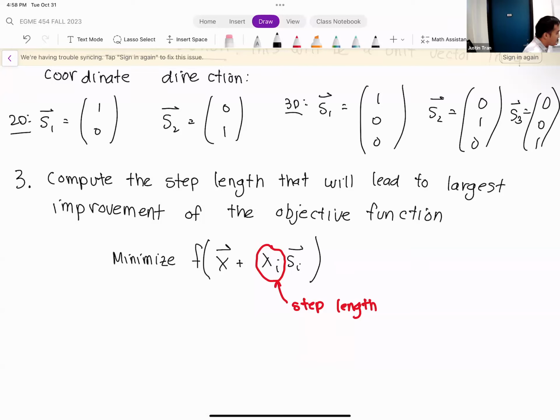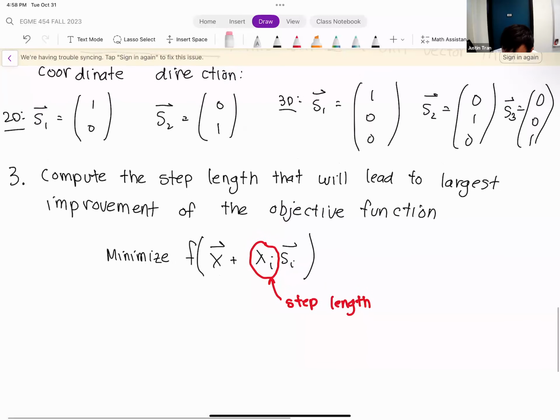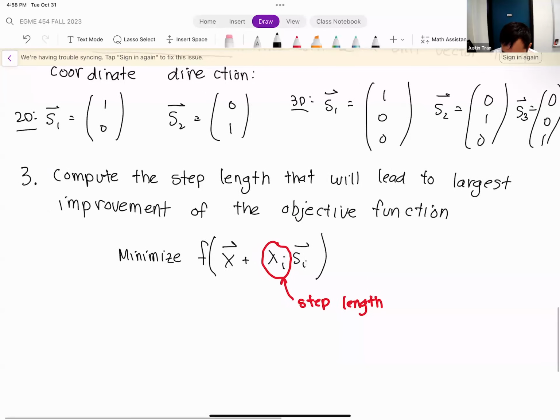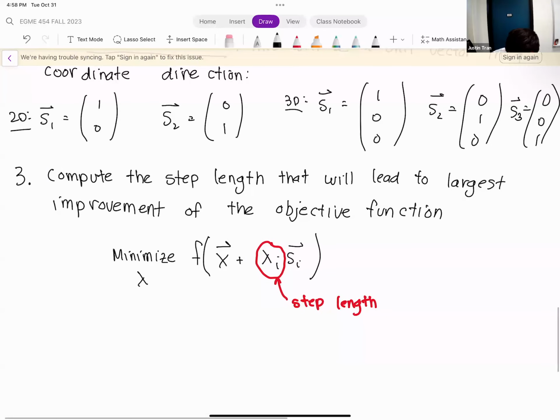But instead of minimizing over x, so normally whenever we're running an optimization, we're minimizing over our design variables x, in this case we're not doing that. We're actually minimizing over just one variable, which is the step length.